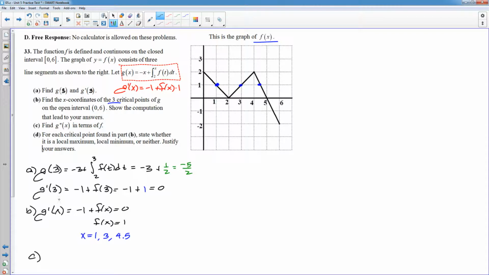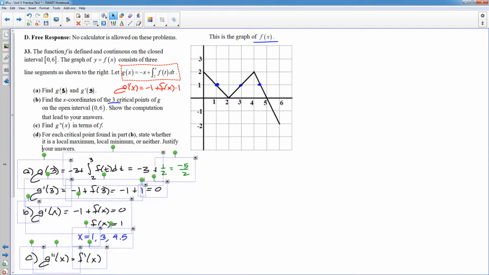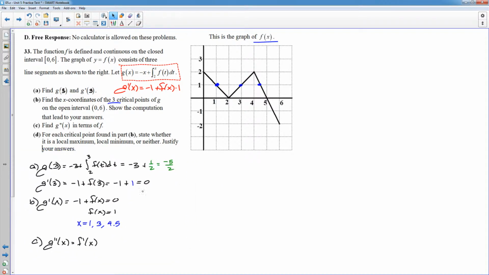That's going to be pretty easy because I already have g prime of x. Found that earlier. G double prime is going to be the derivative of negative 1, which is 0, and the derivative of f of x is f prime of x. So g double prime is f prime, and that is all you have to do for part C. That was nice. That would probably only be worth 1 point.